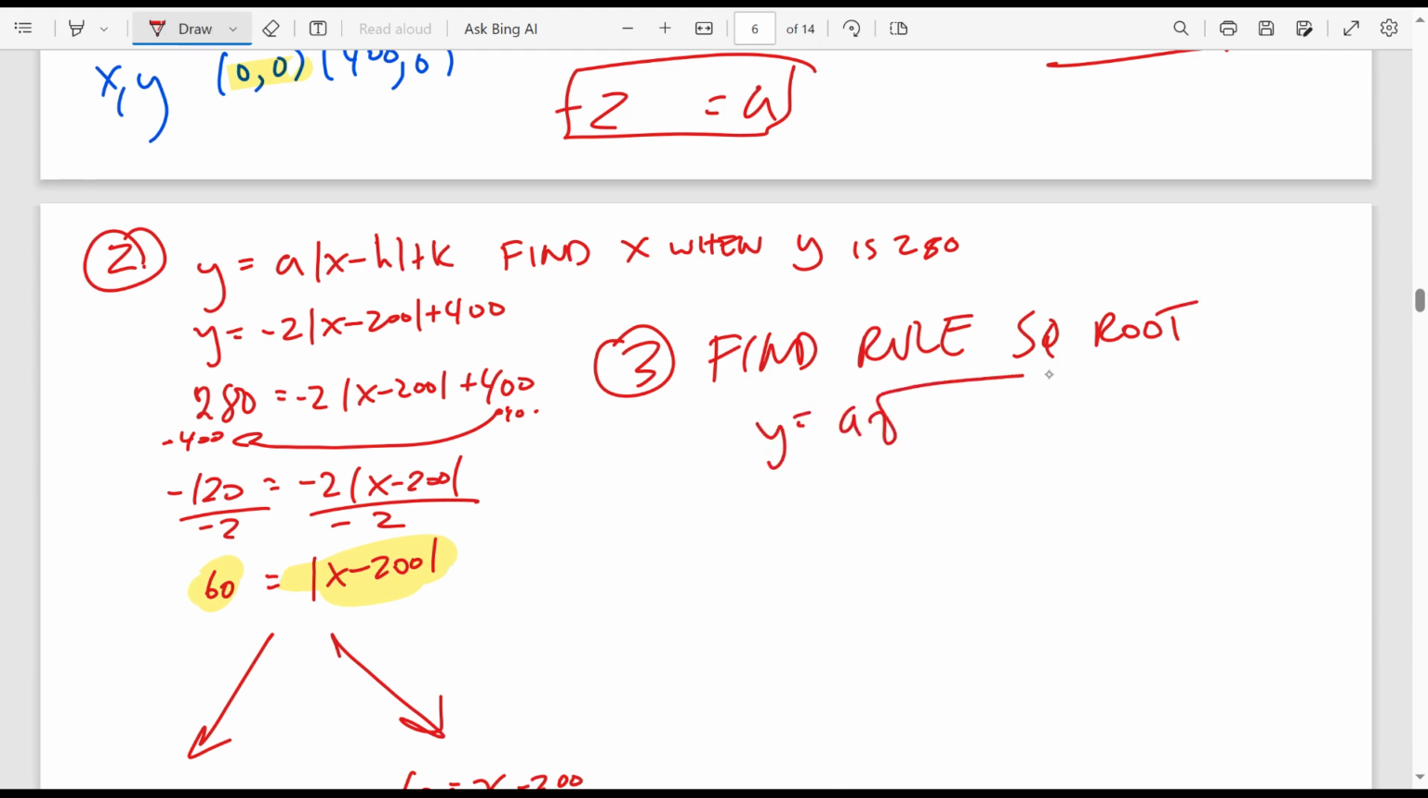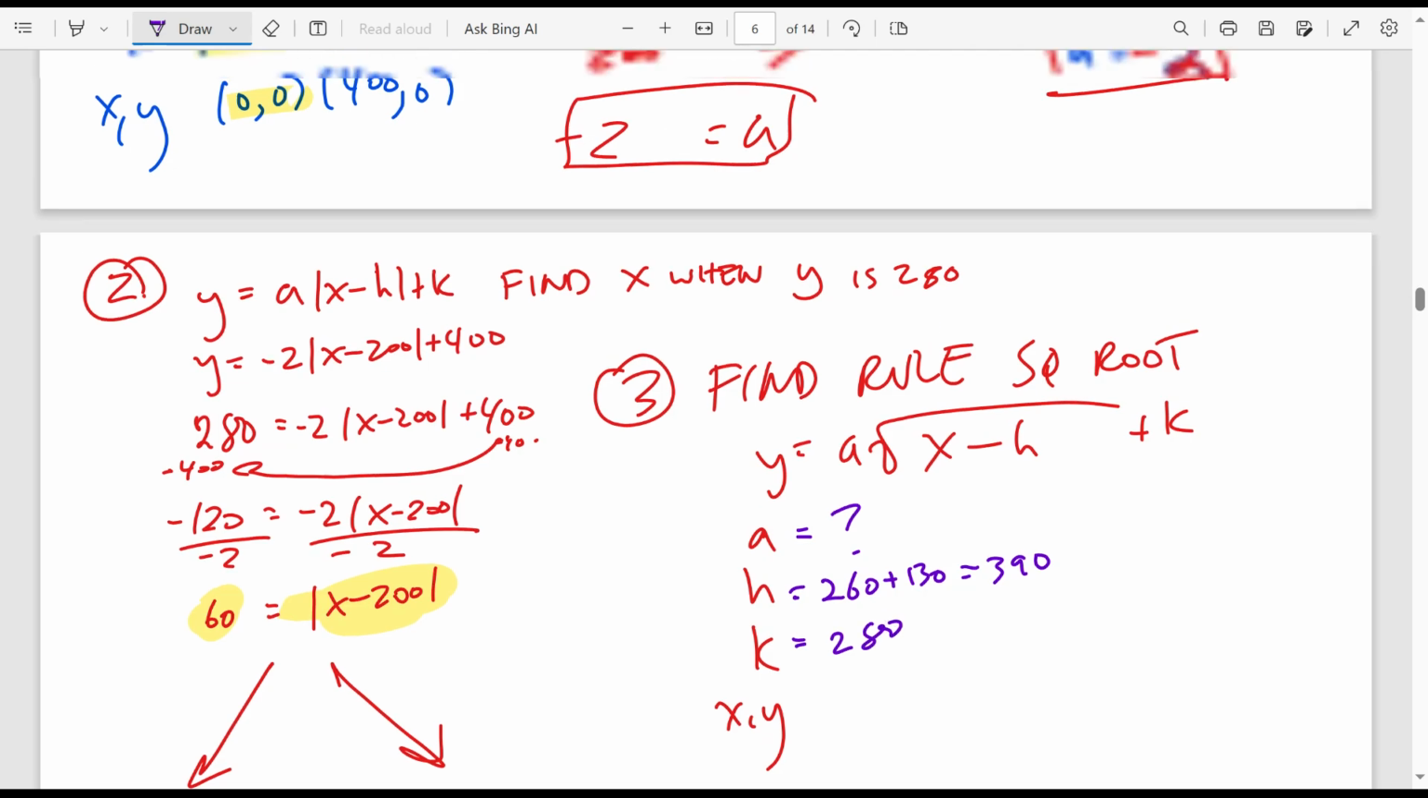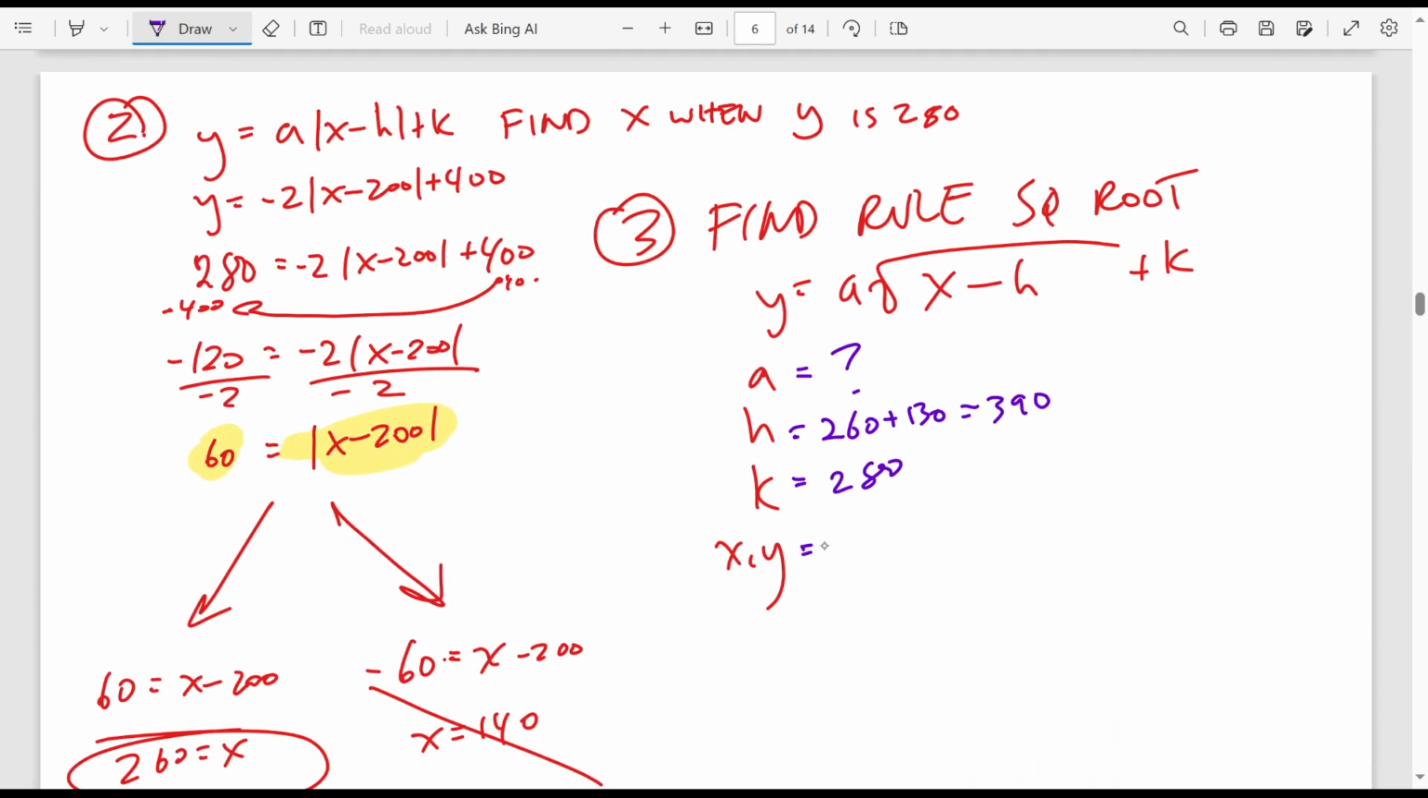So y is equal to a times the square root of (x minus h) plus k. In terms of what I know, I'll start using different colors here. The a value is unknown right now. The h is going to be 260 plus 130, because it was the extension of the bridge, so I'm going to have 390. My k is still 280. And in terms of an x and y, we have 471 and 163.